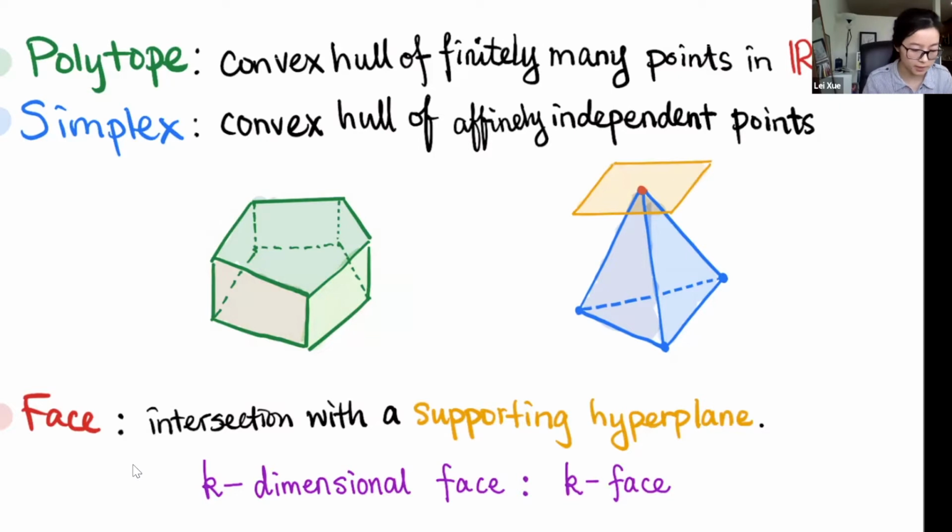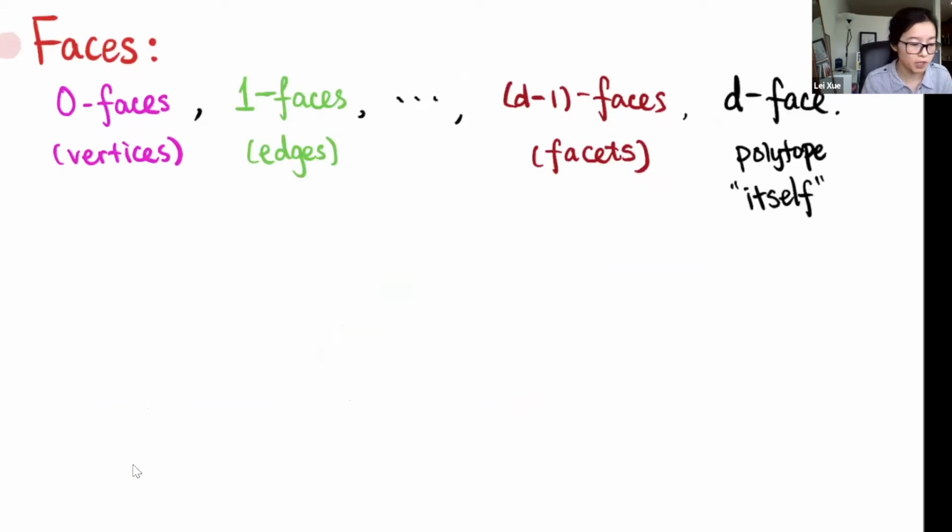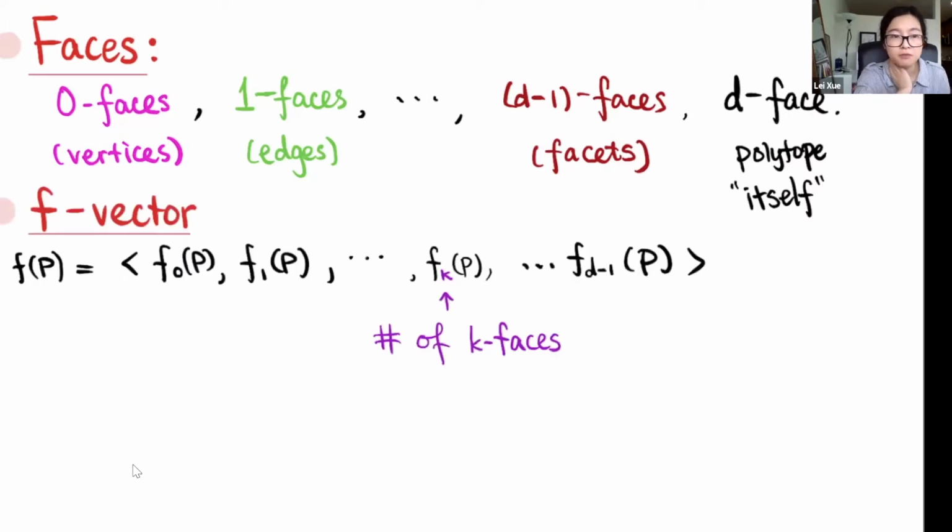A k-dimensional face is called a k-face. And depending on the dimension, we give them different names. Zero-dimensional faces, points, are called vertices, and one-dimensional faces are edges, etc. For a d-dimensional polytope, there's a unique d-dimensional face, which is itself. And we call the maximal proper faces of a d-polytope, those (d-1)-dimensional ones, facets. And we have this nice vector called the face vector, or f-vector, that can help us keep records of the number of faces of each dimension.